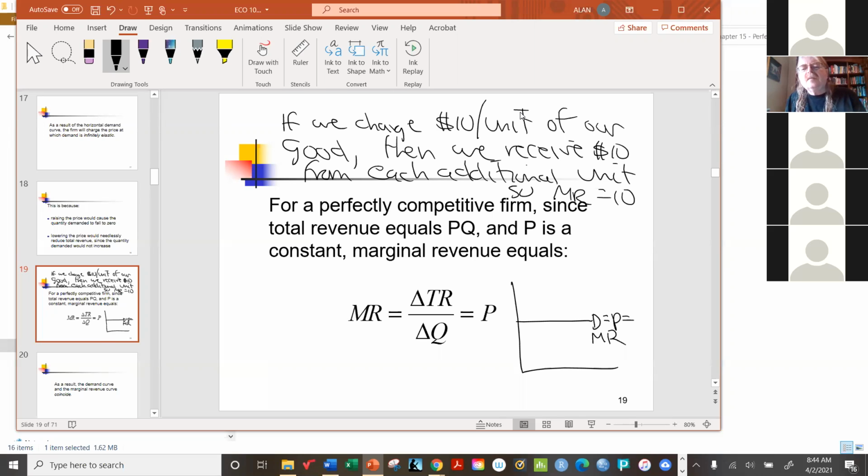Okay, so that's the important stuff right there. D equals P equals MR, flat demand curve, but that price in turn is determined in the market for that good. We don't choose this ourselves. This comes from the market supply and demand curves.